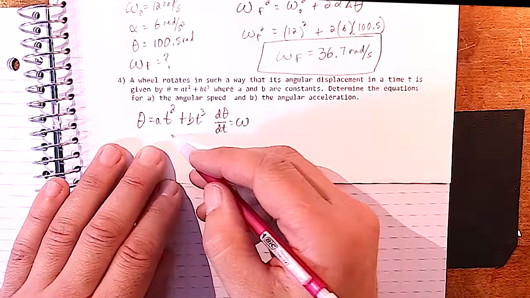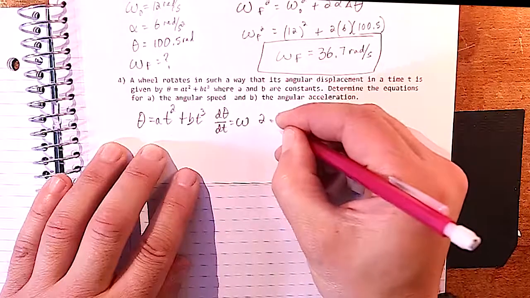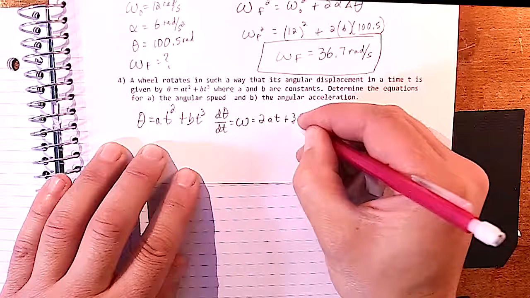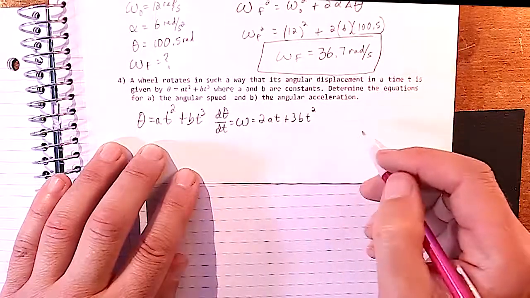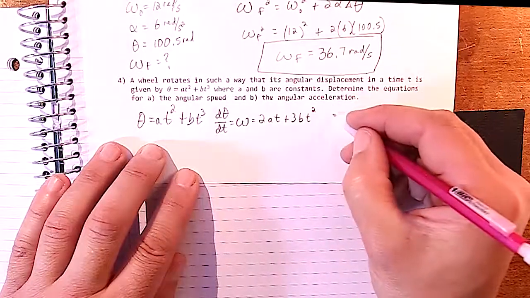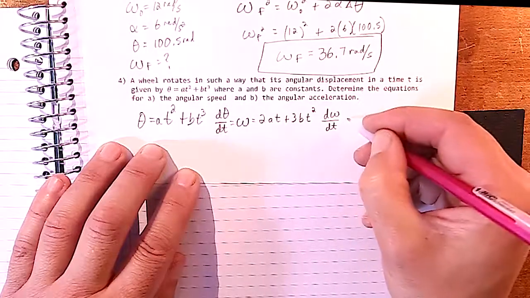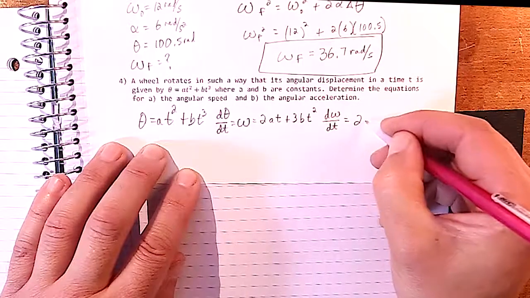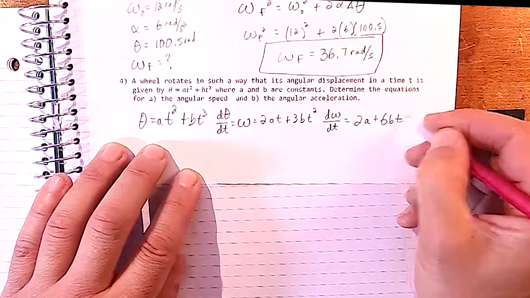So what do we have to do? We have to take the first derivative of this. So what's that going to be? That's going to be 2at plus 3bt squared. And it says find a formula for the angular acceleration. Well, that's going to be d omega dt. So we're going to take the derivative of that, and that's going to be 2a plus 6bt.